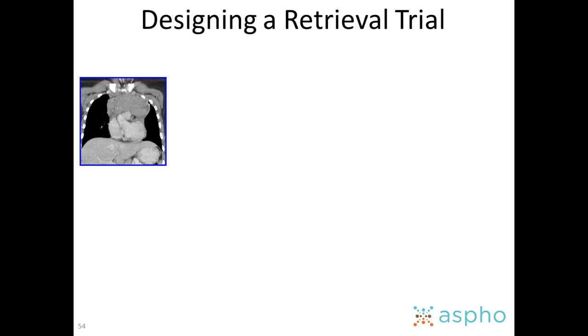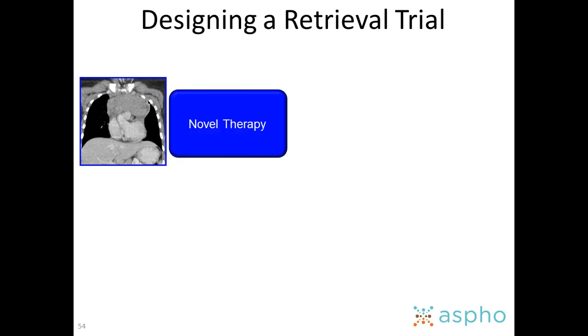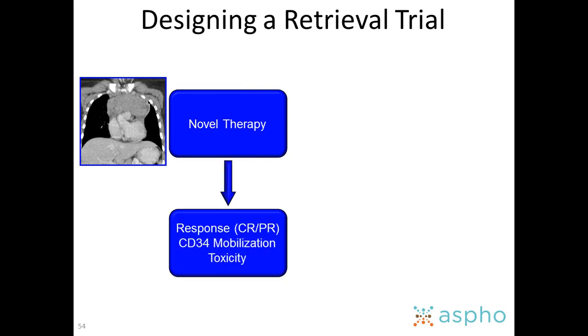I don't know why, but in the content specs, they said, design a relapse trial for Hodgkin lymphoma. I'm not sure how you make that into a multiple choice question, but the paradigm up until 2017 has been you add a novel therapy, and then you assess response, you know, your CR/PR rate, your CD34 mobilization, and your toxicity after a cycle.